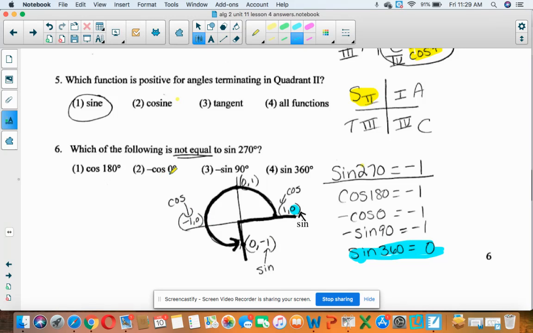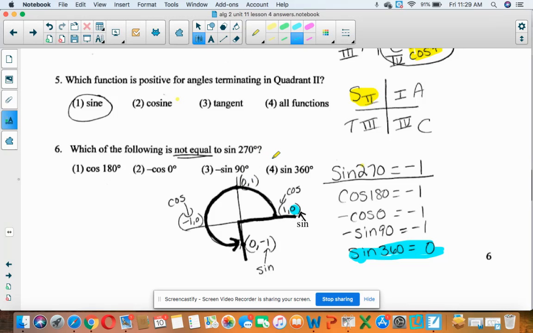The negative cosine of 0: cosine of 0 is right here at 1, but it's the negative cosine, so I'm going to negate that. That would be -1. And the negative sine of 90. So sine of 90 is right here. Sine of 90 is 1, because sine is the y, and that's going to be negative.